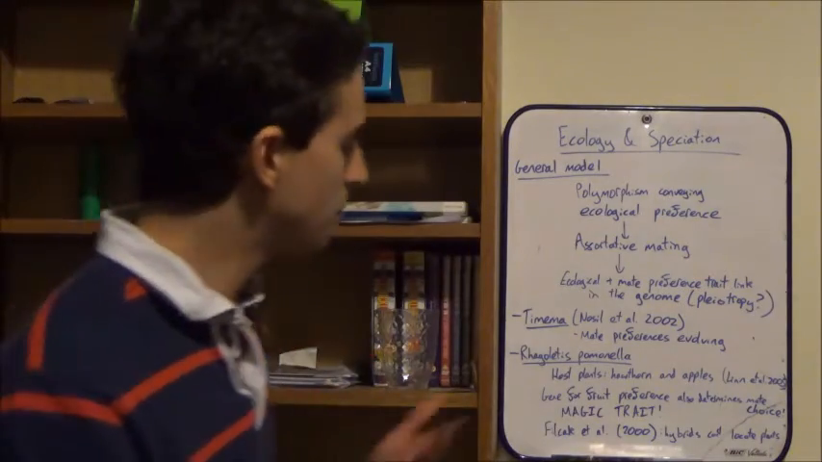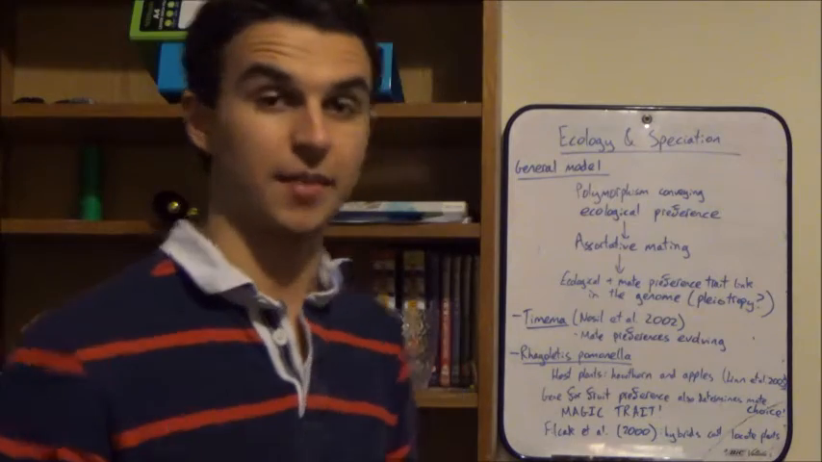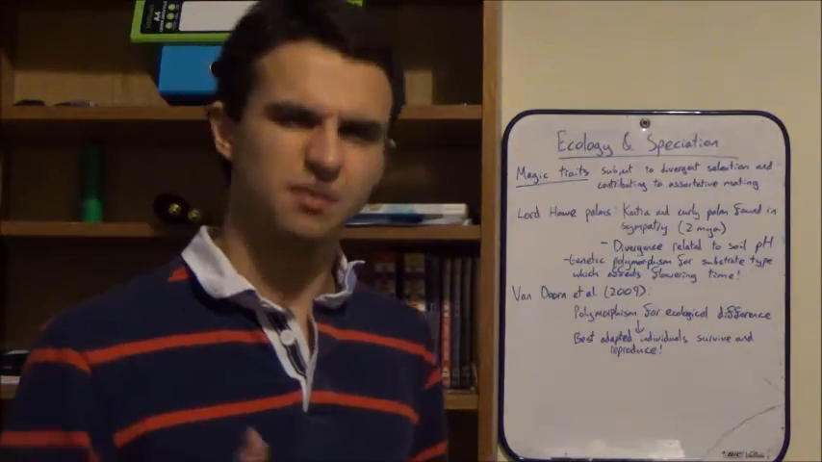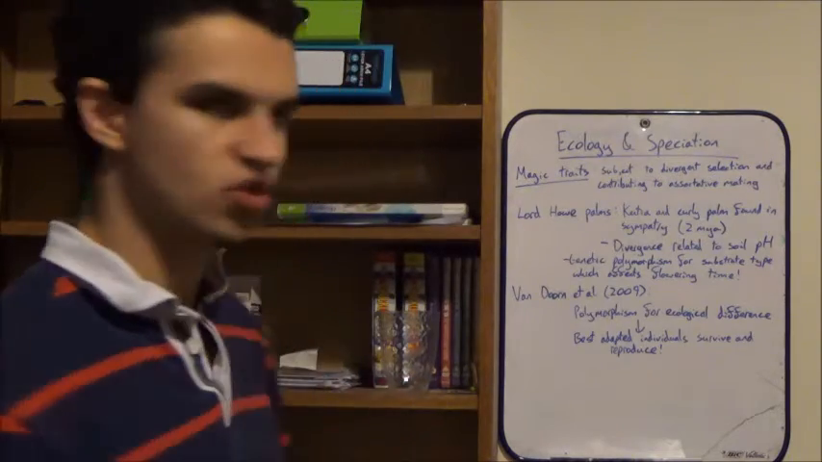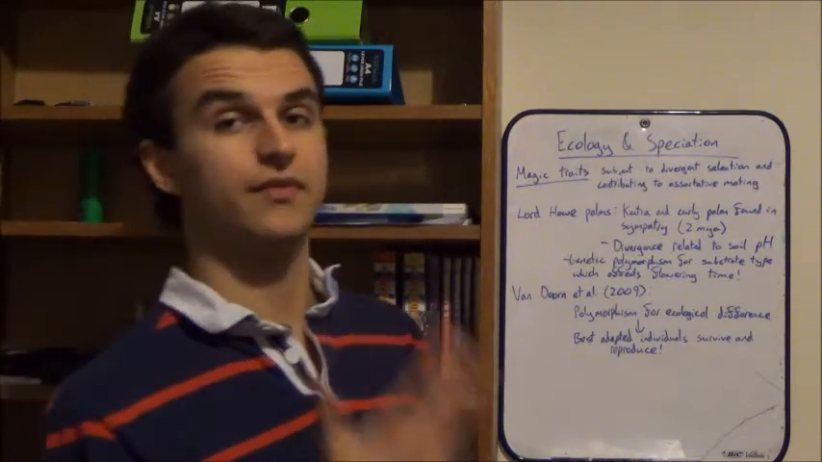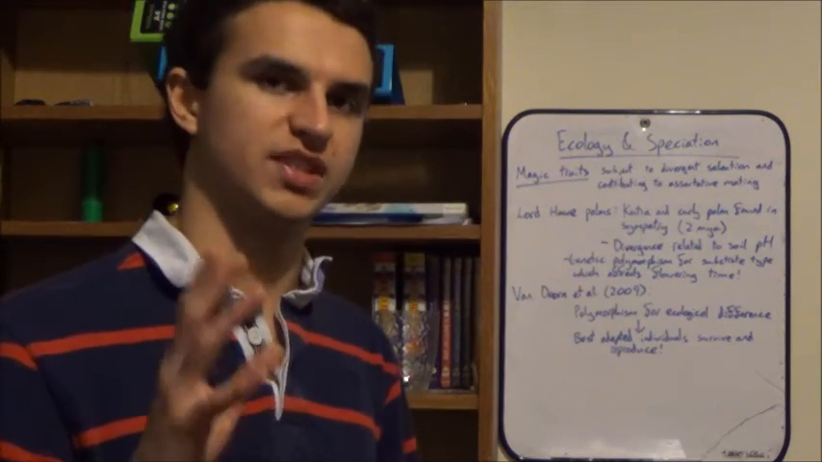So maybe Rhagoletis pomonella is on the way to becoming two different species. Right, so magic traits, that's a pretty nice word, isn't it? What do we actually mean though? Well, magic traits are any traits which are subject to divergent selection whilst also contributing to assortative mating.